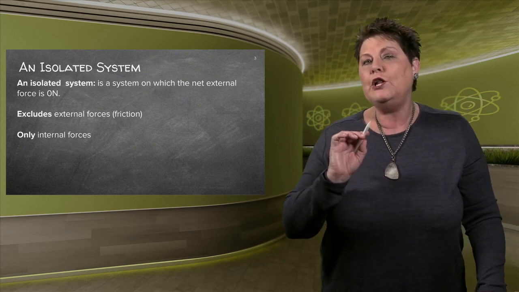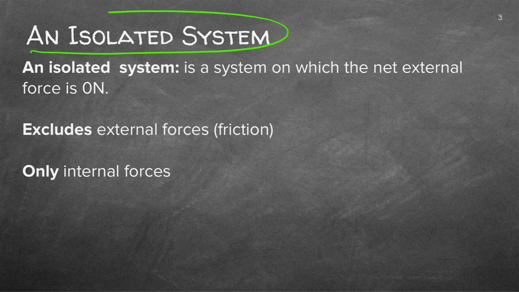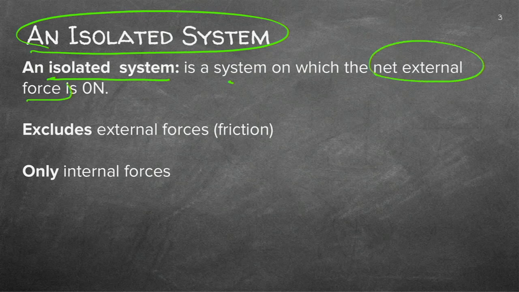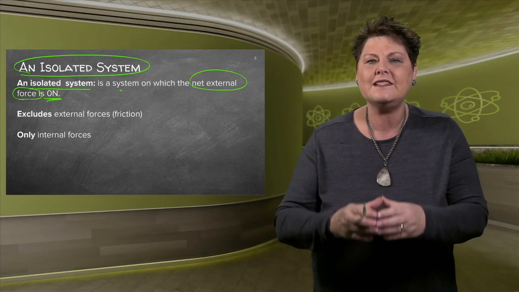So, you will learn about an isolated system in chemistry as well. And if you've done that chemistry of Le Chatelier's principle of equilibrium, you would have heard the word isolated system. In terms of physics, the isolated system is a system on which the net external force is zero. What am I saying to you? It's isolated. If you take a thermo flask, the outside temperature doesn't impact on the inside temperature.